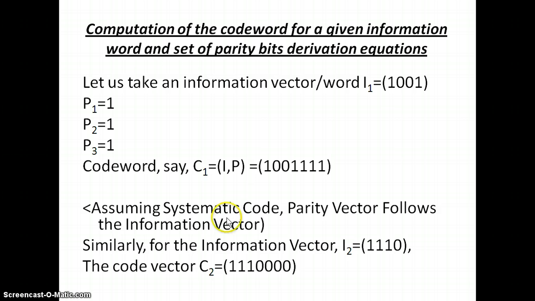Okay, and another code word C2 is also formed by using the information vector I2, 1110, and the code vector here is C2, 1110000. If you compute, you will find the following code word being generated.